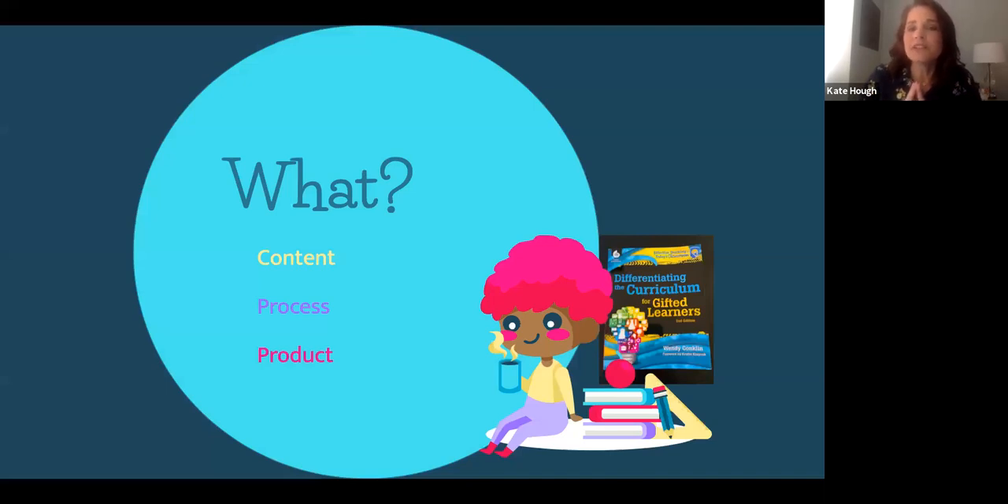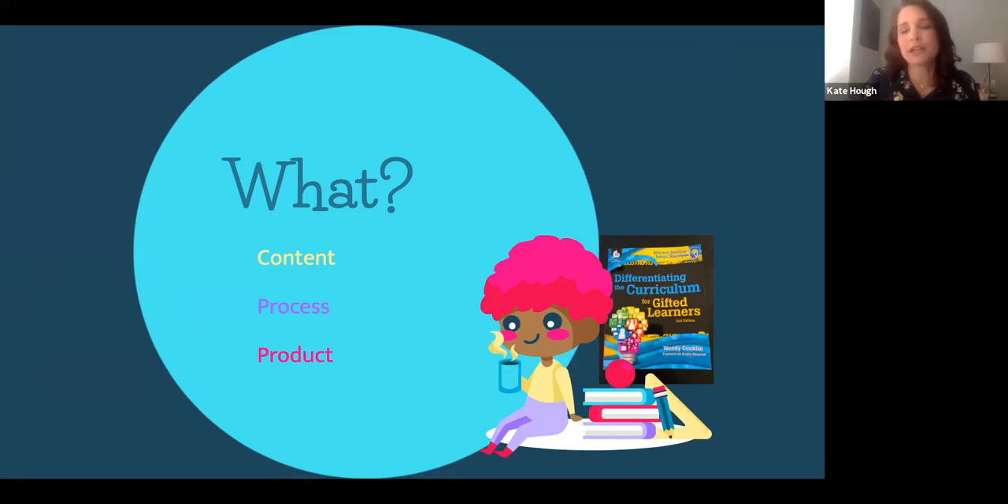So we're going to move into the what, and we're all familiar with Tomlinson's Content, Process, and Product. A particular book that I really liked sitting on this shelf is Differentiating the Curriculum for Gifted Learners by Conklin. This is a great, a little bit longer book that really is, again, bullet pointed, laid out very user-friendly. It would be an easy to read staff book.